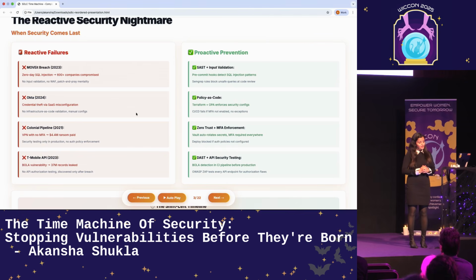And then another example from 2024, Okta, where there were dependency and configuration-related vulnerabilities. So these were the reactive failures, which people were mostly aware were going to happen, but no steps were taken upfront. And if you see proactive prevention, there it is mentioned: what if?